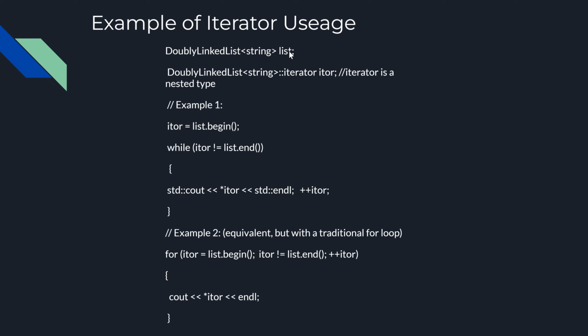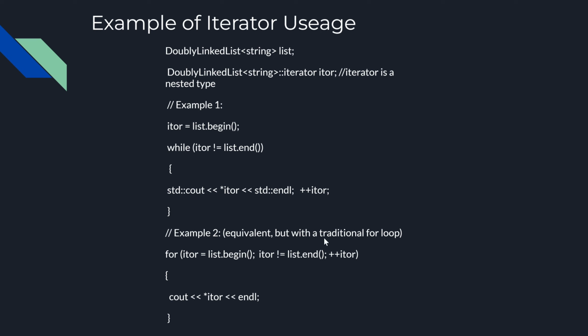Example of iterator usage. Doubly linked list of strings. DoublyLinkedList<string>::iterator iter; iterator is a nested type. iter equals list.begin(); while iter does not equal list.end(), cout the iterator, then ++iter.